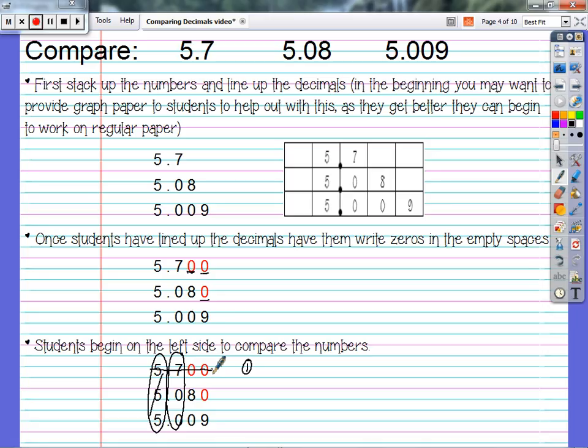Because here we have two zeros, we're going to have to go to the next set of numbers. But since we know this one's crossed out, we don't worry about that digit. We're just going to look at the 8 and the 0. So my next greatest number is going to be 8, and then it's going to be the 0. Now when we write these in order from greatest to least, we would write 5 and 7/10, then 5 and 8/100, and then the smallest number we have is going to be 5 and 9/1,000.